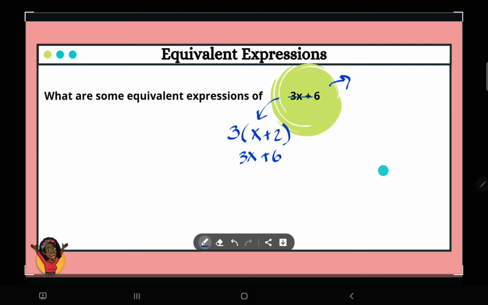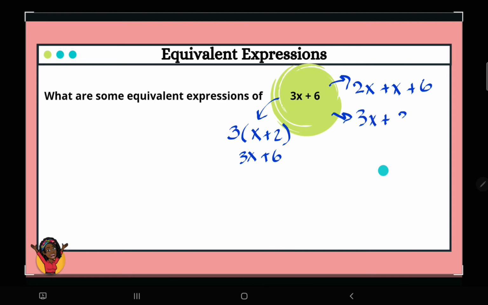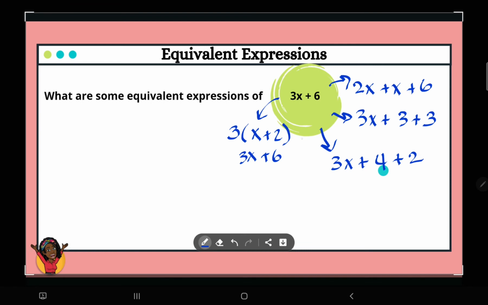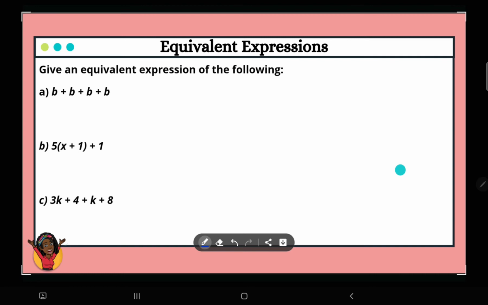Now, what about if I decided to split up my 3x into 2x plus x, and then I carry my plus 6? That is indeed equivalent. What about if I did 3x plus 3 plus 3? Yep, that's also equivalent. What about if I did 3x plus 4 plus 2? Yep, if I simplify, combine my like terms, it definitely works. What about 2x plus 1x plus 5 plus 1? Yep, that's also equivalent. So all of these, although they look different, when simplified would take us back to 3x plus 6.